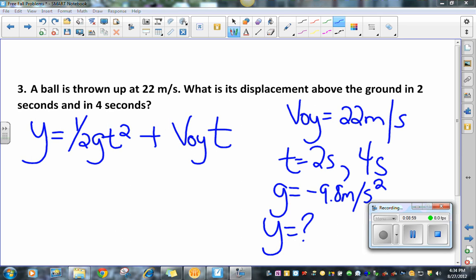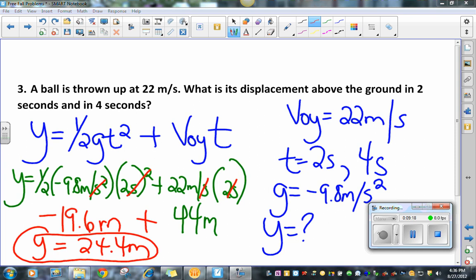And we want to know its vertical displacement above the ground. Okay, so we want to know how far it's gone up in the positive direction. So should your answer be positive or negative? Yes, you're correct. It should be a positive number for your answer. I want you to plug the numbers in and try to solve for both of these problems.